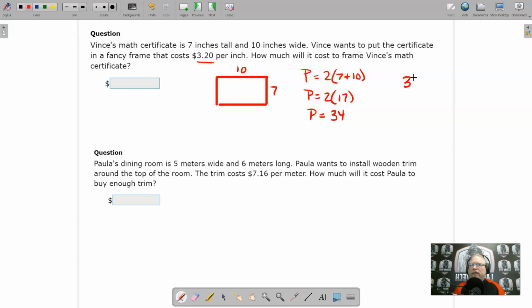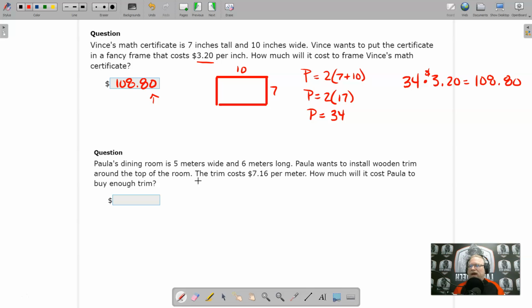So we now need to do 34 for the perimeter. We're going to multiply that times $3.20. So 34 times $3.20 is going to give us $108.80. And for IXL, since it's money, be sure to put that 0 on there. If you put just 0.8, it will count it as incorrect.